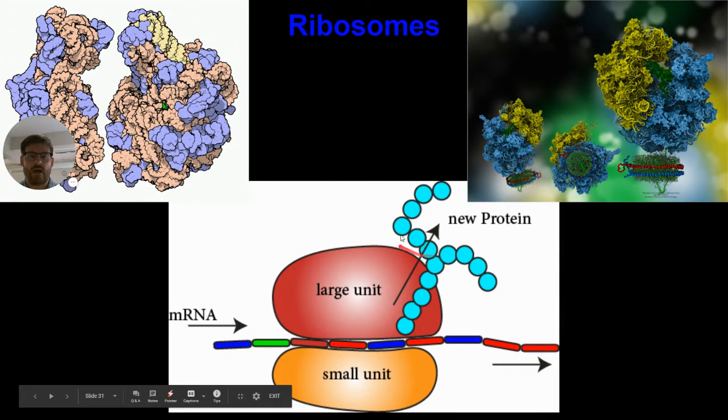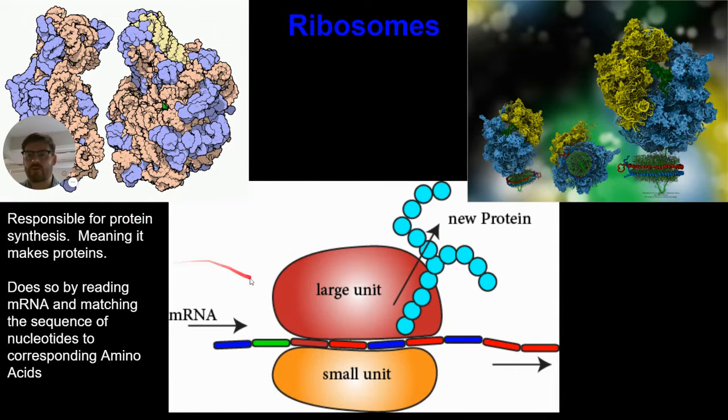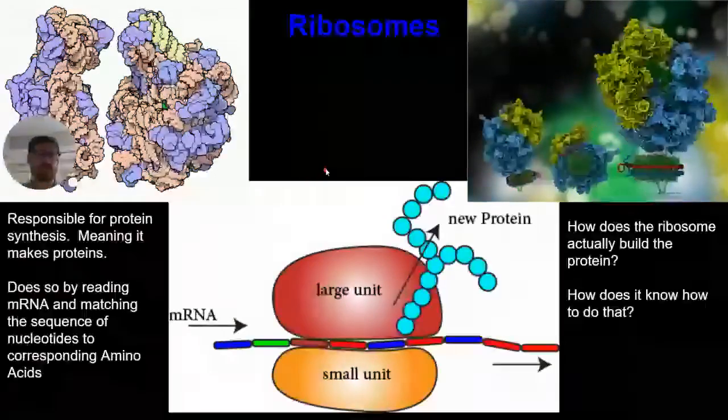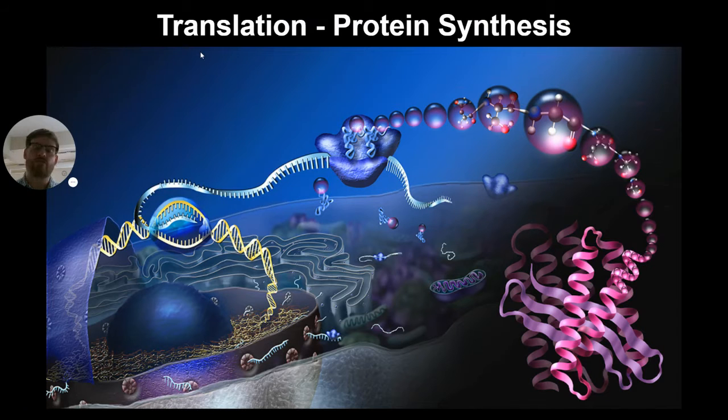So that's what ribosomes are like. They're responsible for protein synthesis, which means making proteins. It does so by reading the mRNA and matching that sequence of nucleotides to corresponding amino acids. So questions that you ought to have maybe, like how does a ribosome actually build the protein, and how does it know how to do that? So we've got to answer those questions as well, of translation. So what happens at that ribosome, and then what's going to happen to that protein going forward.